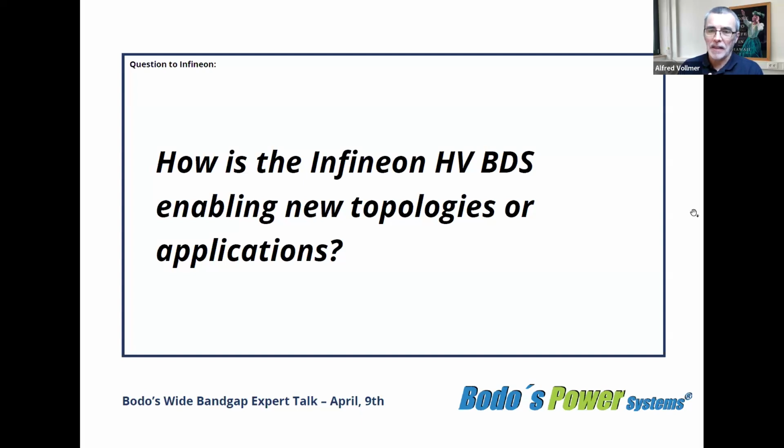I have another question. How is the high voltage bidirectional switch enabling new topologies or applications? Yeah, so I would say the bidirectional switch is ideal to use whenever you had a topology where you see two back-to-back switches. Because then we integrate this into one switch, as said before, it gets smaller, and typically also very cost efficient. So I would say it's not really about new topologies, but about making these topologies potentially more cost effective and with fewer components, so they become more attractive.